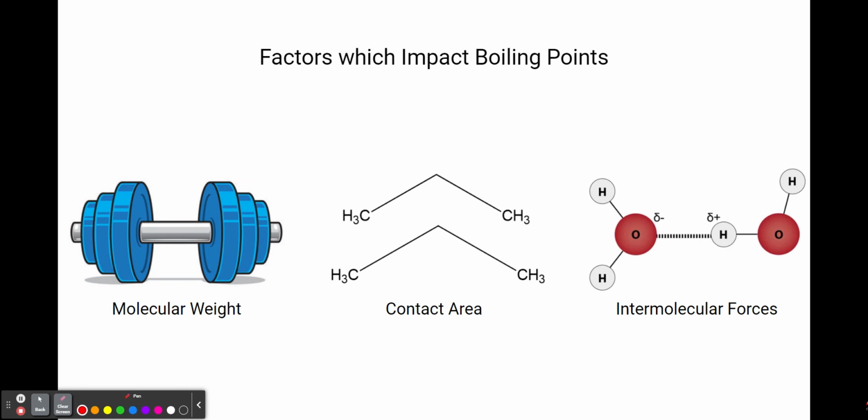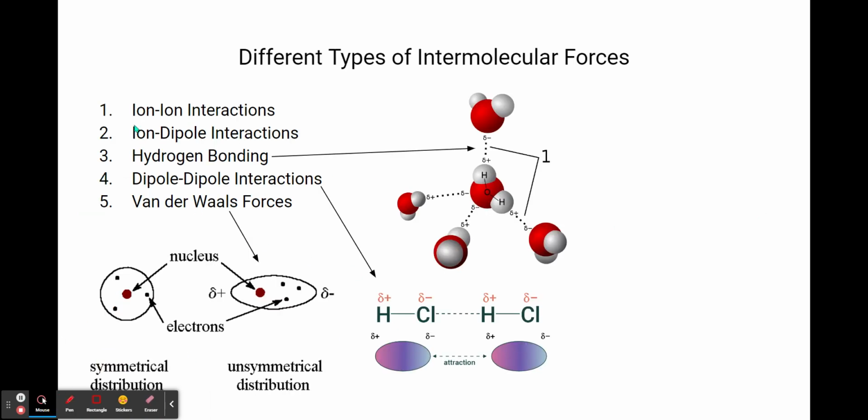And the main focus for today, which is intermolecular forces, are just forces that occur between molecules. This force in this diagram, specifically here between two water molecules, is a hydrogen bond. And let's take a look at some of the different intermolecular forces. So the 5 different types of intermolecular forces are ion-ion interactions, ion-dipole interactions, hydrogen bonding, dipole-dipole interactions, and van der Waals forces.